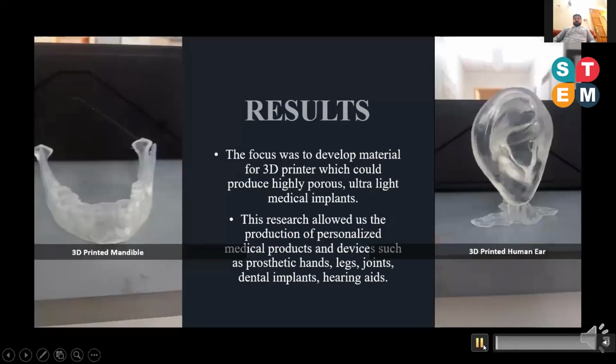So the results are very clear here. We were able to print the human mandible shown in picture number 1, and we were able to print the human ear, which was flexible and lightweight compared to the pure photopolymer resin. The focus was to develop a material for 3D printers which could produce highly porous ultralight medical implants. This research allowed us to produce personalized medical products along with ear and mandibles, like hearing aids and other dental implants also. Next please.